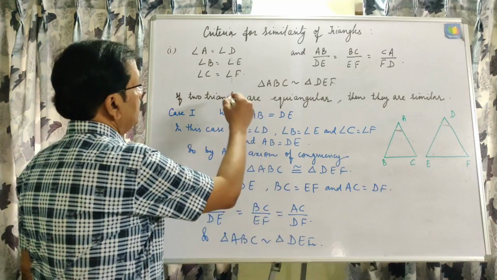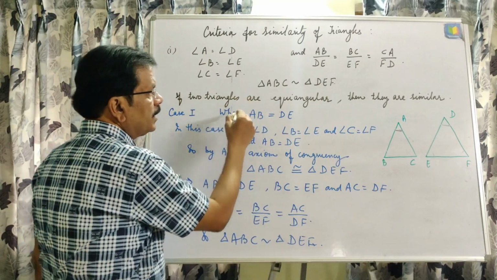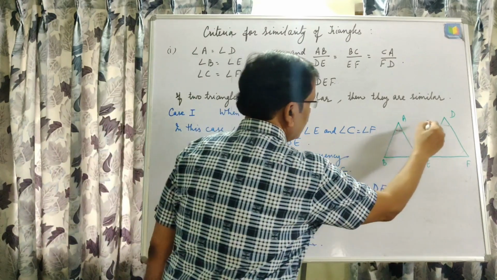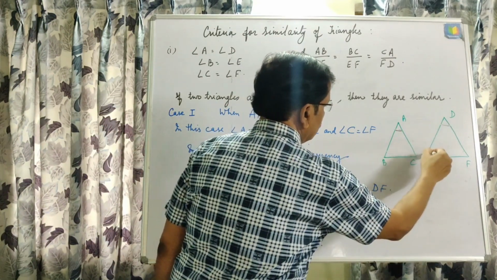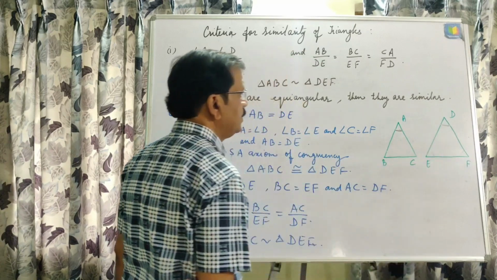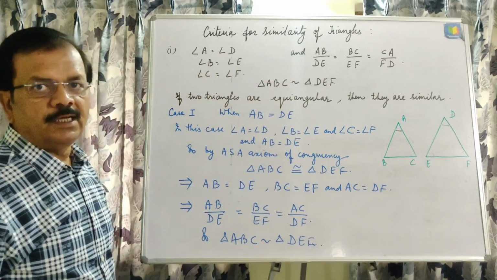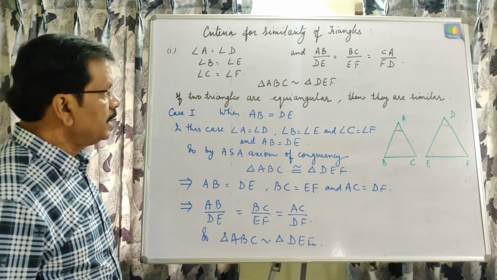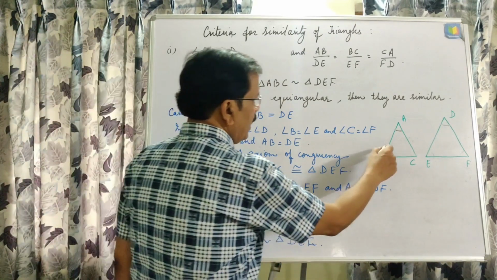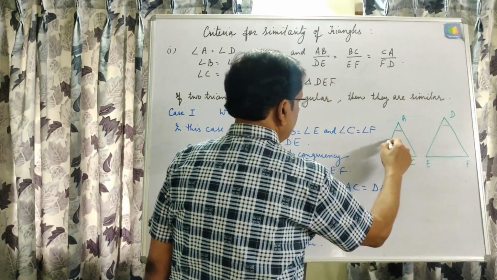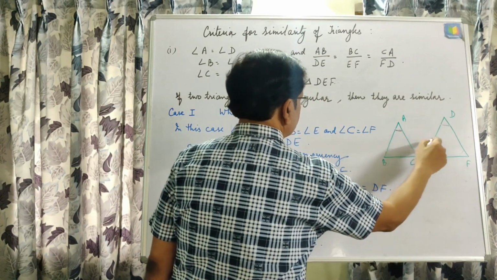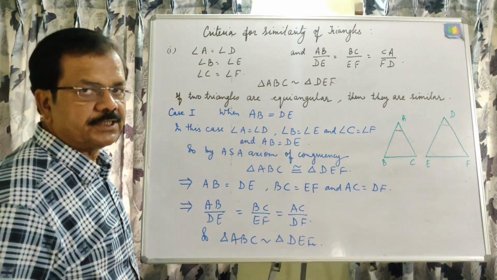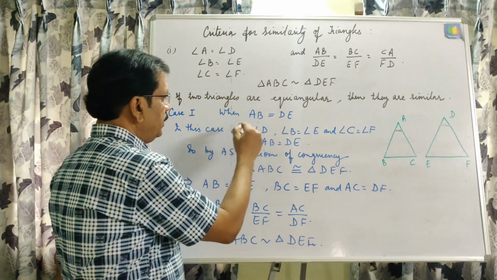Now, if two triangles are equiangular means this angle is equal to this angle is equal to this, and this angle is equal to this, then they are similar. In this theorem, we are getting three conditions, that is, if AB is equal to DE, AB is less than DE, AB is greater than DE in this case. And now take first condition, AB is equal to DE.